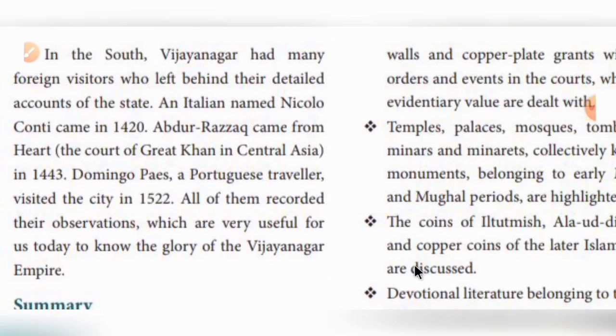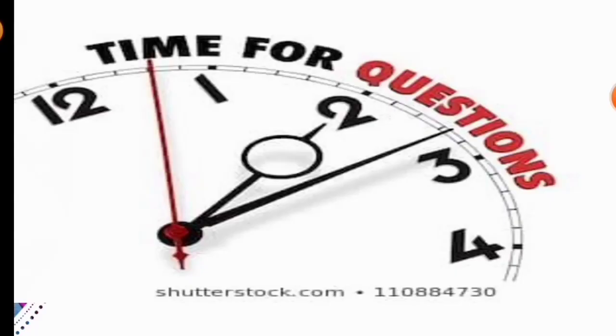we can see Abdur Razzaq, who came from Central Asia. And then Domingo Paes is a Portuguese traveler who came to India in 1522. Abdur Razzaq came in 1443. An Italian traveler named Niccolo Conti came in the year 1420. These three travelers told about the glory of the Vijayanagar Empire. So with this session, your first unit, that is your sources of medieval India, is completed.